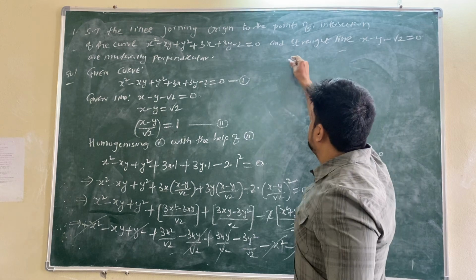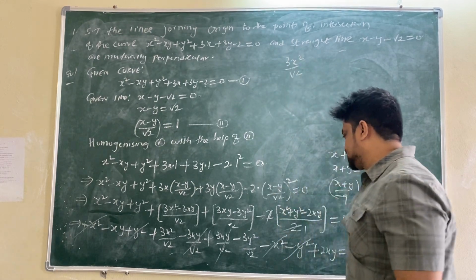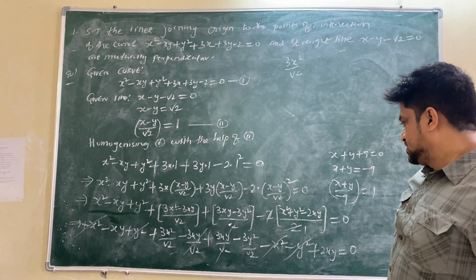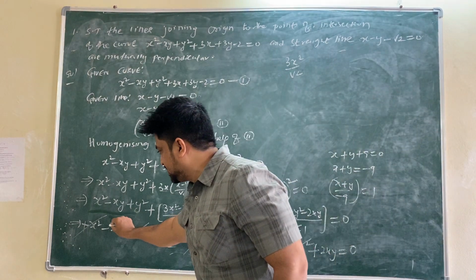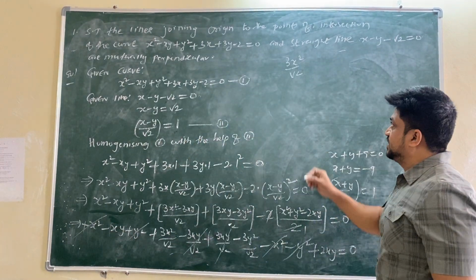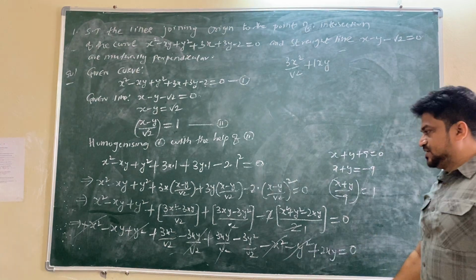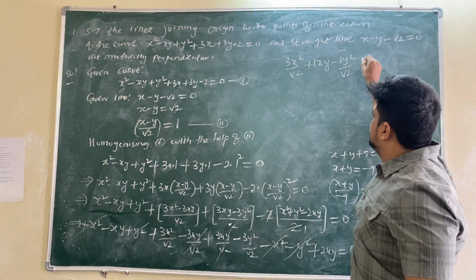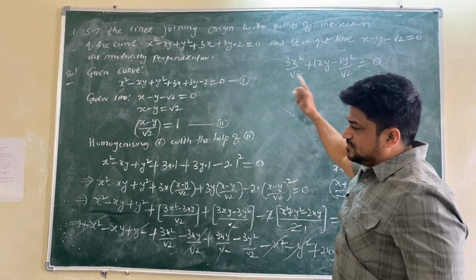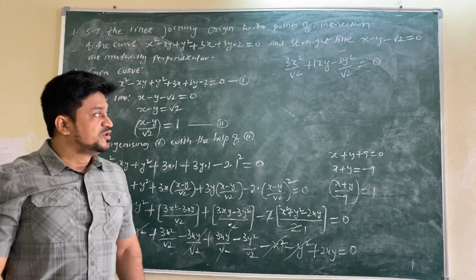Three x square by their xy terms: minus xy plus 2xy. This is minus 1xy plus 2xy, plus 1xy, or xy. Then minus 3y square by 2. This is the pair of line equation we got.